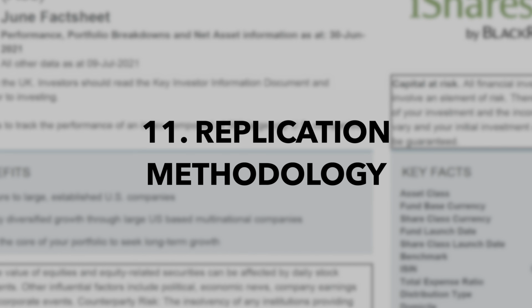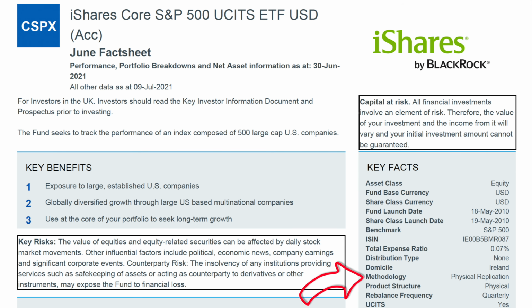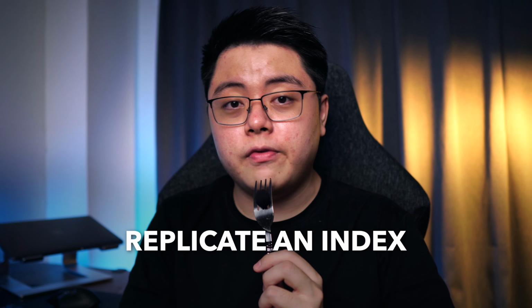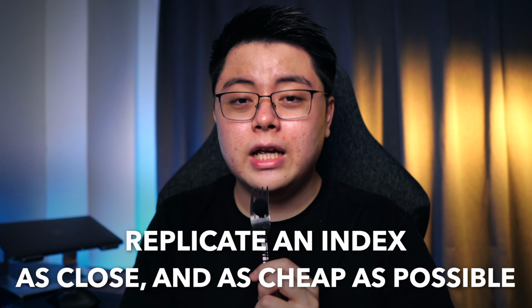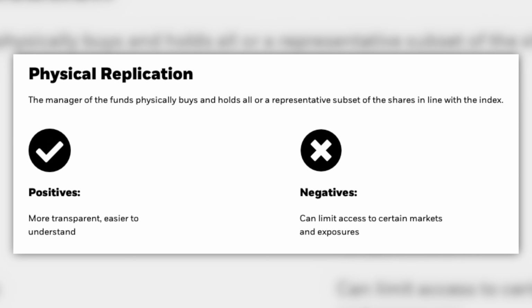Anyways, with that said, the last thing on today's menu is the replication methodology. If you have watched until this point, then you should know that the goal of any ETF is to replicate the performance or the movement of an index as closely as possible and as cost effectively as possible. Basically, there are two replication methodologies, and the first one is physical replication. As its name goes, the ETF will hold the physical stocks in the index that they are tracking.